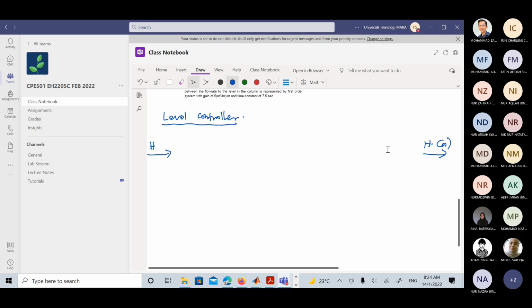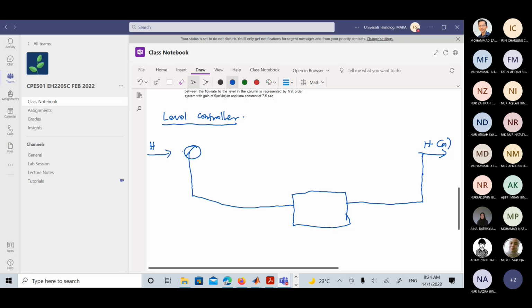Transmitter. Yes, transmitter. So the information will be sent to the transmitter. Sekejap. So lukislah block diagram untuk transmitter. Okay, ni untuk transmitter block diagram. After the transmitter will send to the, okay, this is the summation.